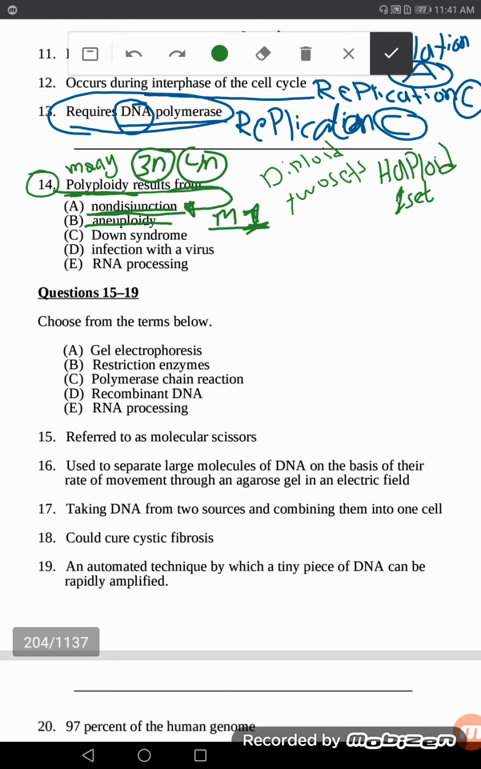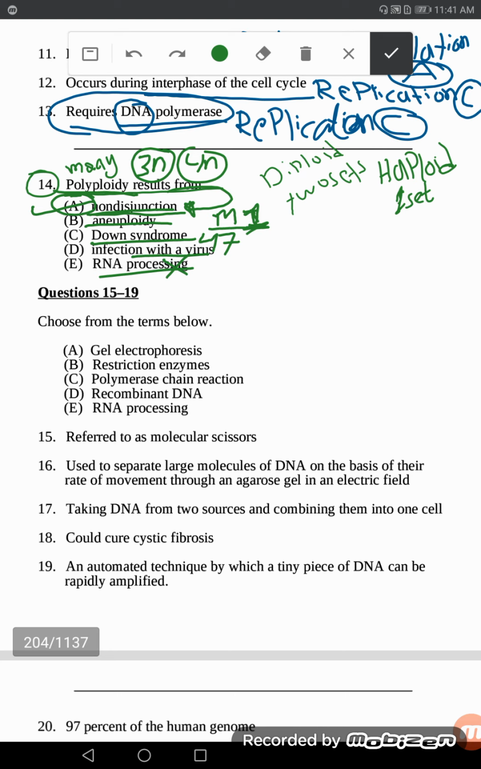Aneuploidy is like having one extra chromosome, as we have in Down syndrome. In Down syndrome people, we have 47 chromosomes. Infection with a virus is not related. Polyploidy does not result from a virus, and RNA processing is a different thing. So the answer for this question is A.